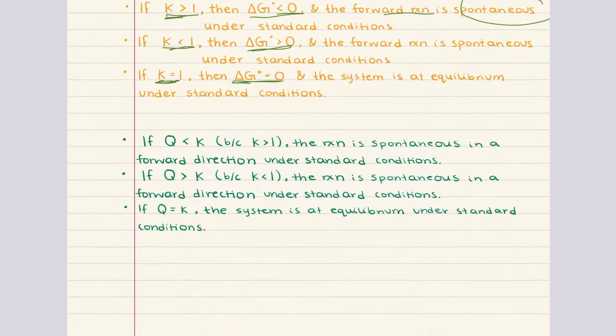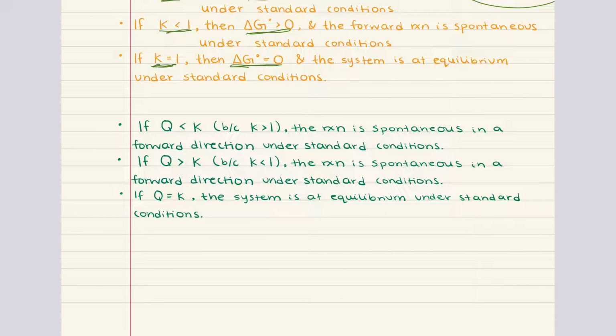In addition to standard conditions, we can predict the direction of a reaction by comparing Q and K. If Q is less than K, then the reaction will proceed in the forward direction to reach equilibrium because more products need to be formed. If Q is greater than K, then the reaction will proceed in the reverse direction because there are too many products relative to reactants. And if Q is equal to K, then the system is at equilibrium, so there is going to be no net change in the concentrations of reactants and products.